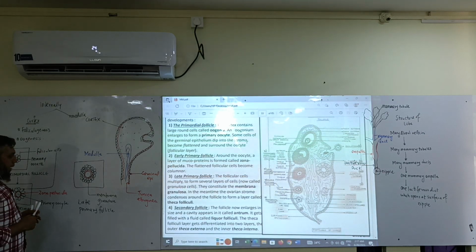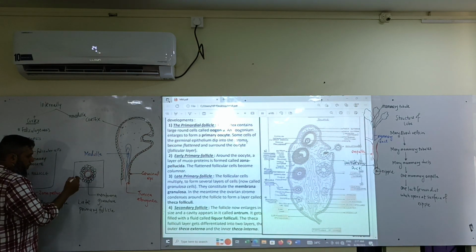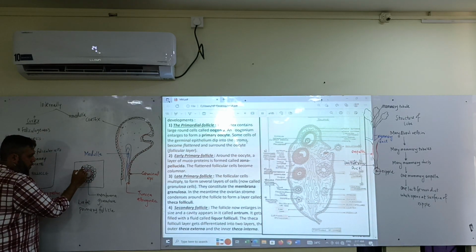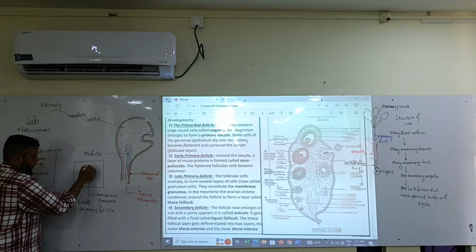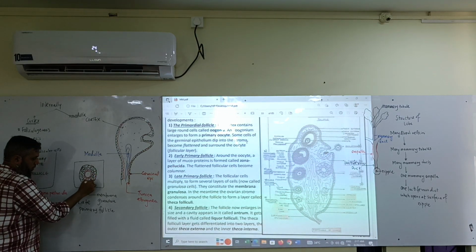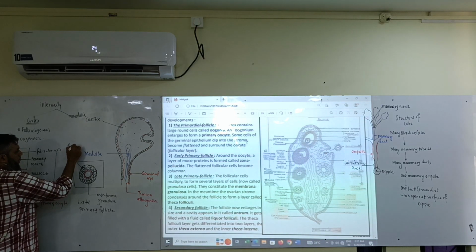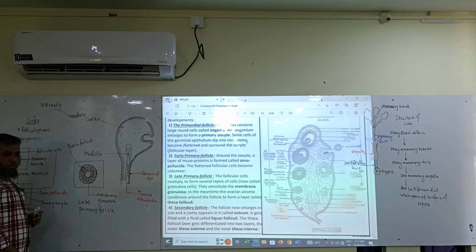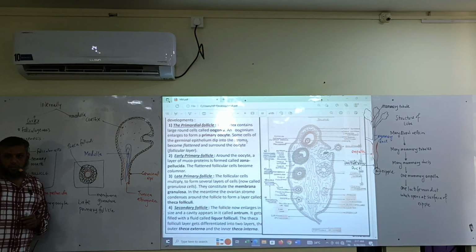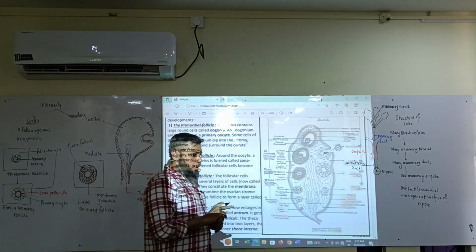Okay. And here the stromal tissue, the cortical tissue, forms a layer around the membrana granulosa cells that is called theca folliculi. What is it? Theca folliculi. Theca means covering over the follicle. It's called theca folliculi.